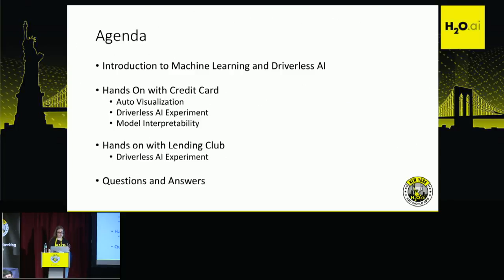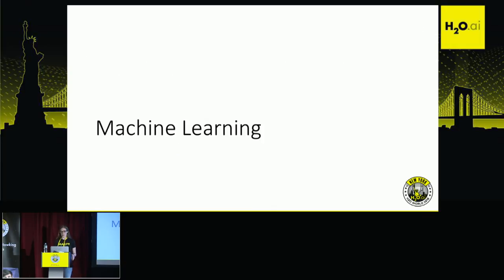I just went through the agenda, but the idea is we're going to try 2 different use cases today with Driverless. They're both supervised learning. We're both trying to predict yes or no. So yes, will someone pay their credit card bill, or no, they won't? Yes, will someone default on their loan, or no, they won't? Those are going to be our use cases today. And then we'll have some time at the end for any questions. So I just want to start off with what machine learning is.